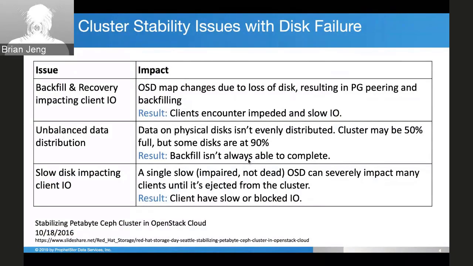The third issue they found was that a single slow disk would affect the performance of the entire cluster. This would just continue to drag on the performance until it was ejected, because the cluster had no visibility over the health of the disks underneath.